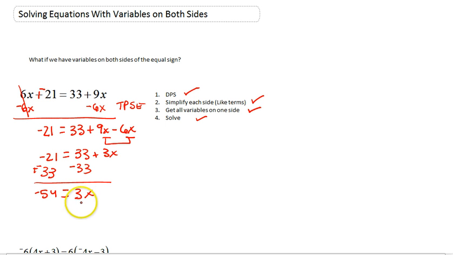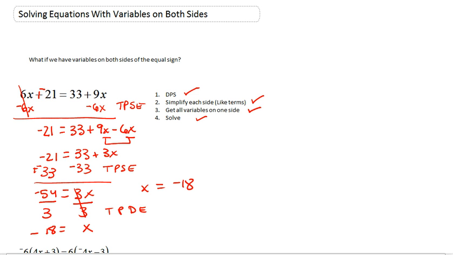Now I need to divide both sides by 3. So I'm undoing multiplication. Here I get x because this cancels out. And here I get negative 18. Because I have a negative and a positive, my answer is negative. So x equals negative 18. So I use the transformation principle of subtraction for equality and the transformation principle of division for equality.